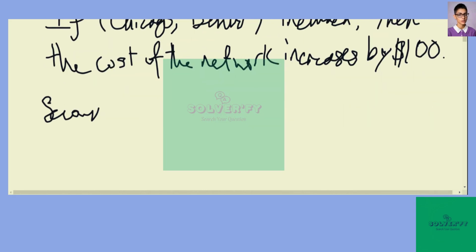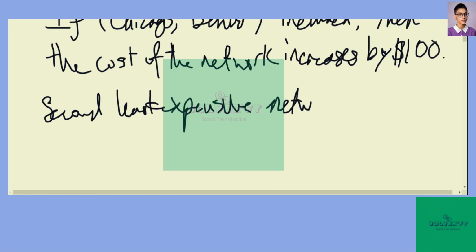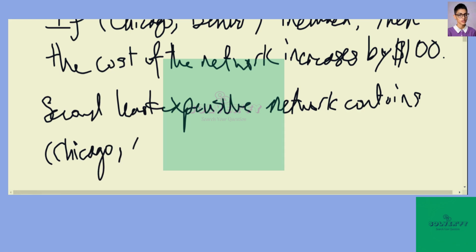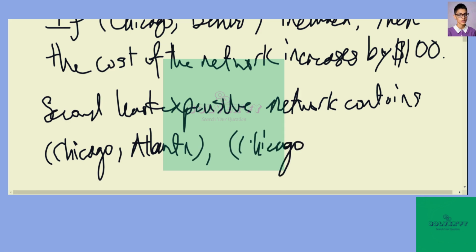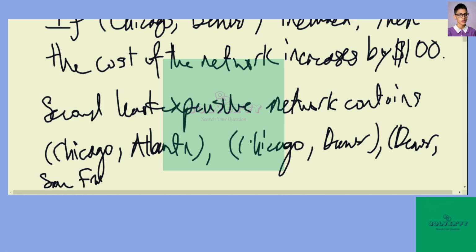And so in other words, the second least expensive network contains the edges Chicago-Atlanta, Chicago-Denver, Denver-San Francisco, Atlanta-New York.